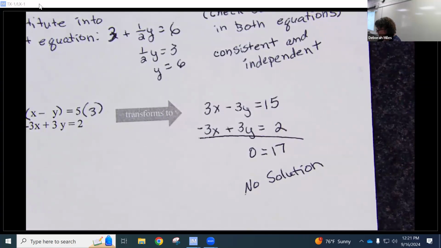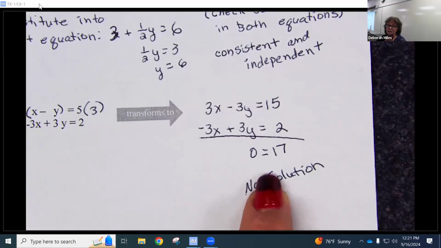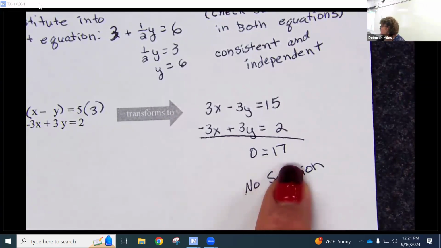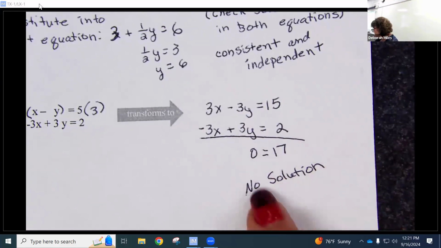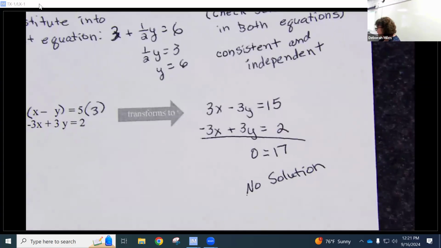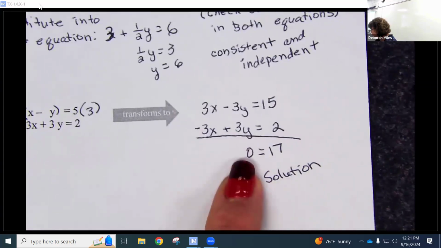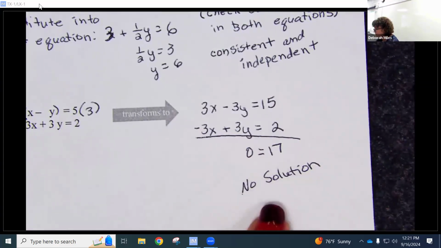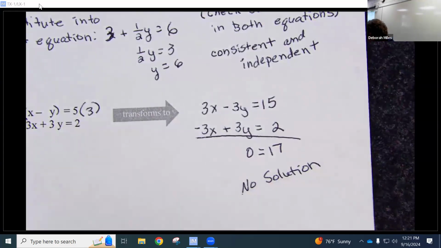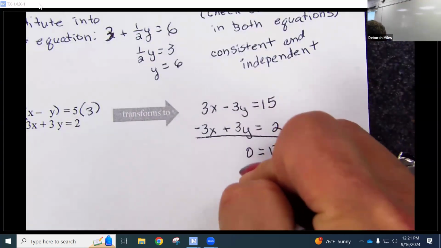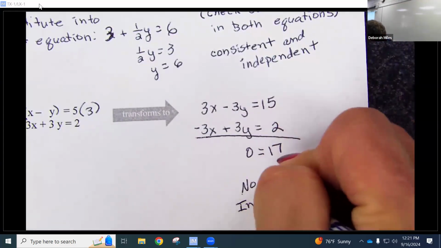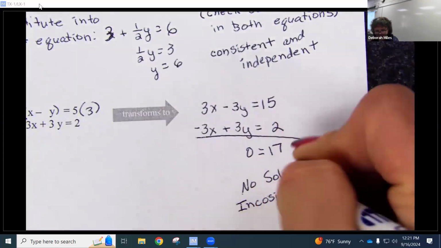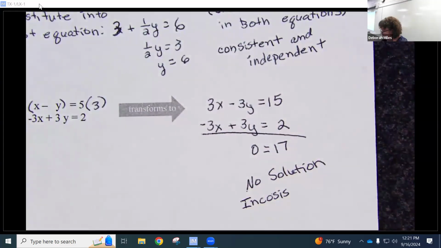Now, if on the test you just stop right there and say 0 equals 17 is your answer, I'm going to say, no, it doesn't, minus 5. You got to tell me, you know what that means. That means there's no solution. And when there is no solution, what do we call the system? Inconsistent. Which has an N in it, darn it.